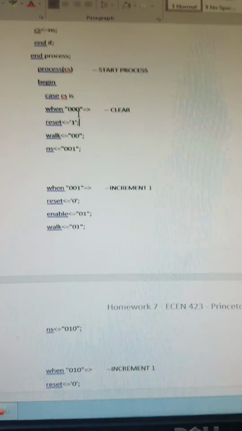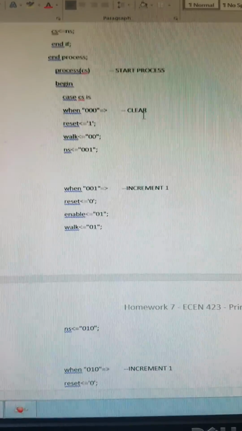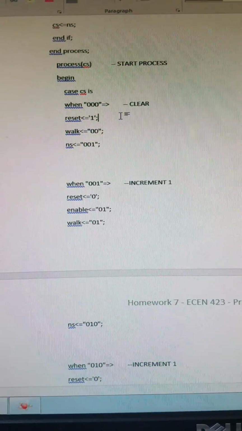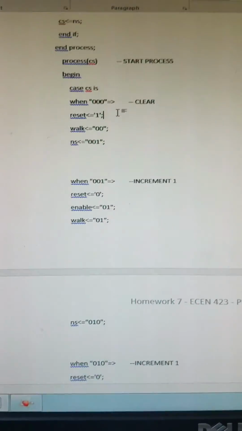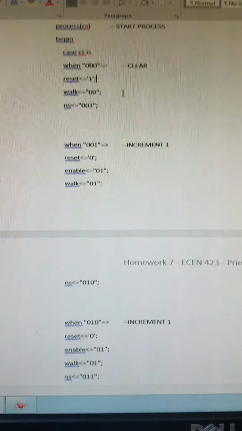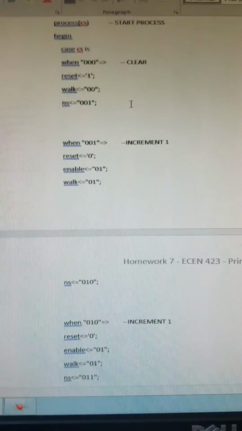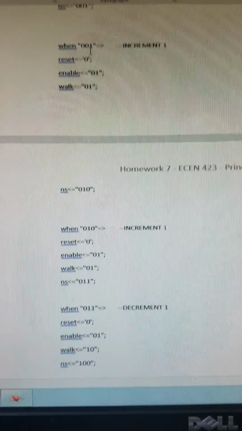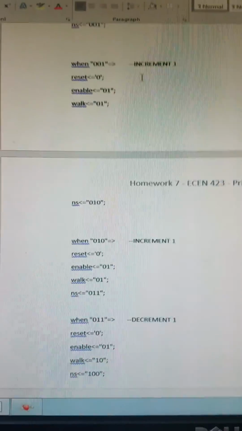When it detects all zeros, and our reset is 1, then it will clear. And our selector is 0, and our next state will be moving on to the next state. Here we're incrementing by 1.